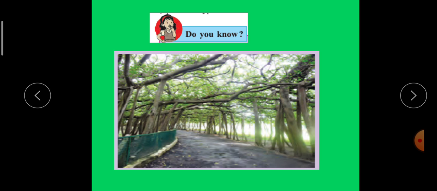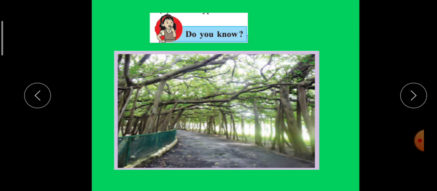Do you know? Roots emerging from the trunk and branches of a banyan tree grow towards the soil. These roots are called prop roots. What could be the use of these prop roots? In the beginning, the banyan tree has very few prop roots, but later on, their number increases so much that it appears like a small forest. Here, a banyan tree is a big one.